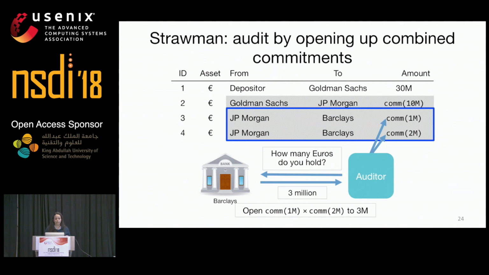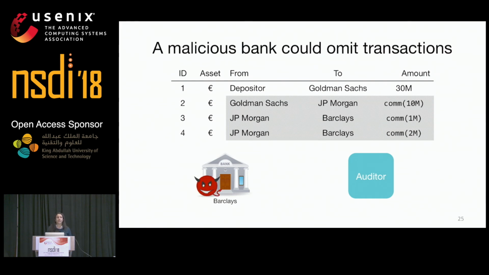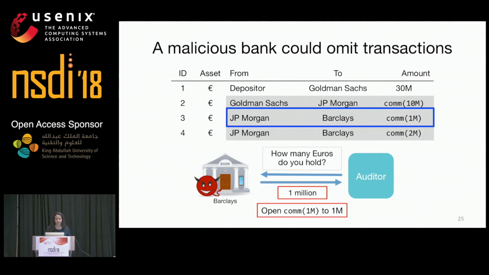However, there are a couple of important problems with this. First of all, it reveals which transactions Barclays was in that received the euros. And more importantly, a malicious bank could just leave out transactions when responding to the auditor. So here, if Barclays were being malicious, when responding to the query, how many euros does it hold, it could say 1 million, and it could tell the auditor to just open up this one transaction. The auditor would have no idea that Barclays was also involved in other transactions that were relevant to the answer of this query.